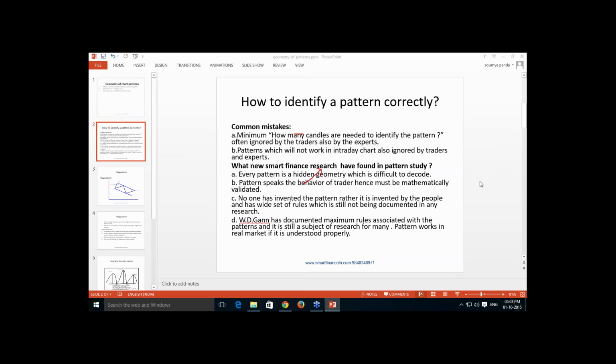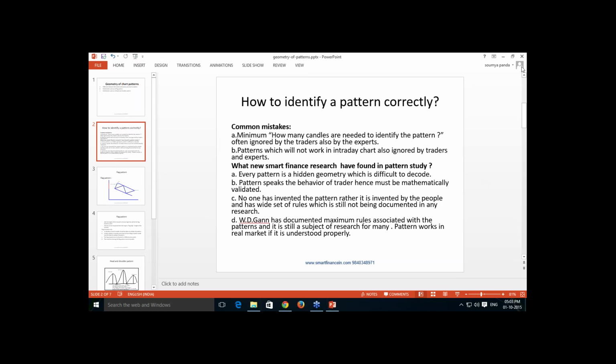So whenever I talk about this pattern, most of you would have observed the dominant analyst used to say, yes, I think a head and shoulder pattern has formed. I think a flag pattern has formed. I think a symmetric triangle pattern has formed. I think a pennant has formed. So all these patterns, whatever they used to say, that is through an observation process.